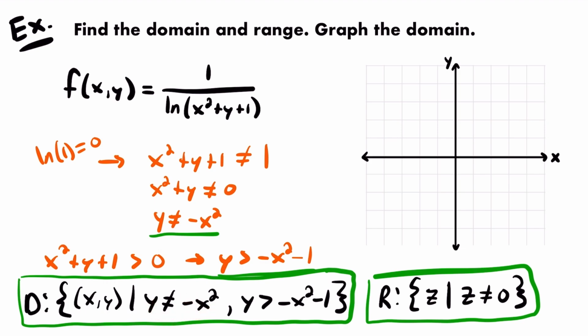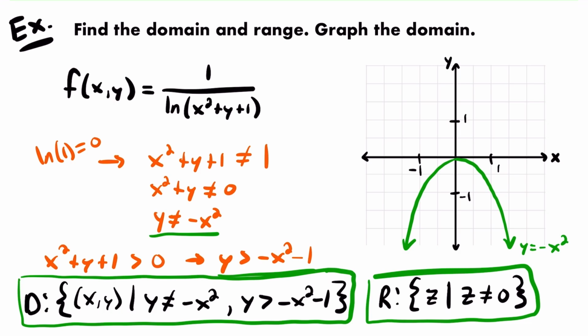y equals negative x squared would be a parabola that opens downward. Okay, so if this is y equals 1, this is y equals negative 1, x equals 1, and x equals negative 1. The parabola y equals negative x squared would look something like this. Okay, that is y equals negative x squared, and any point along that parabola is not included in the domain.